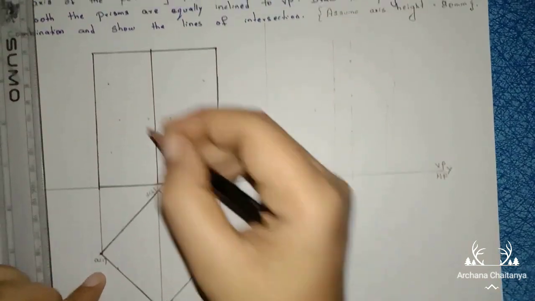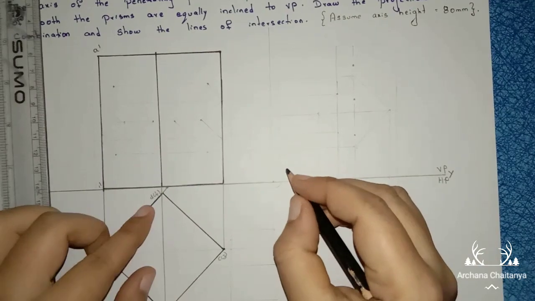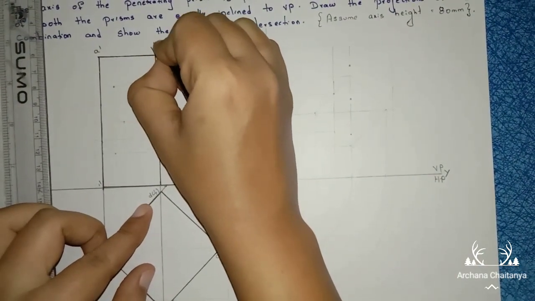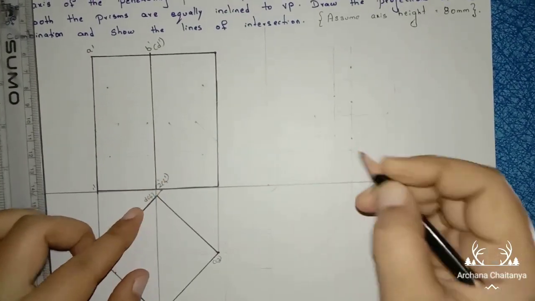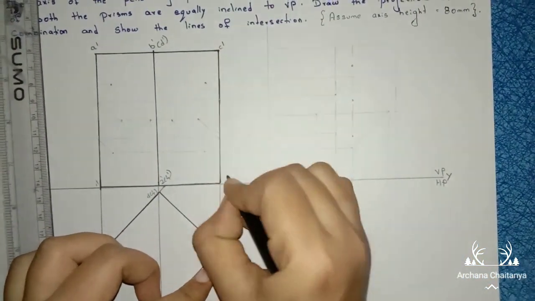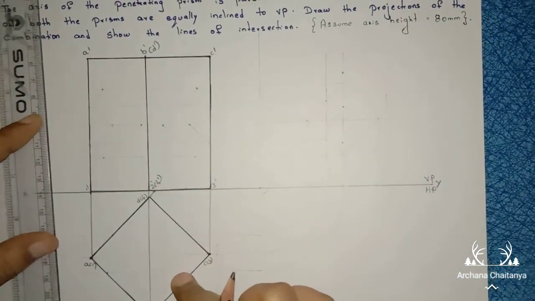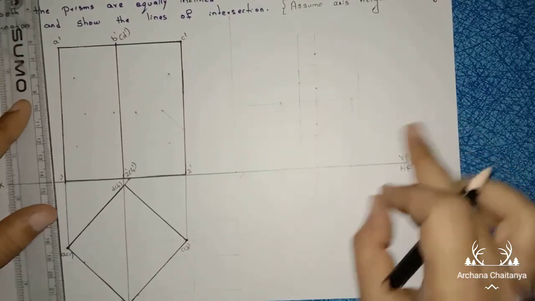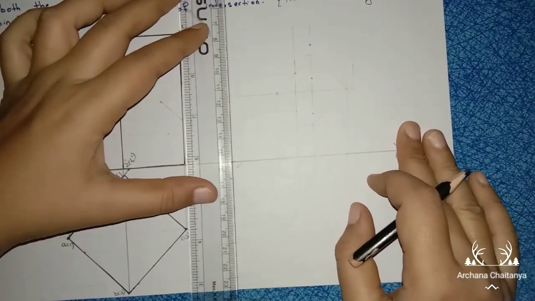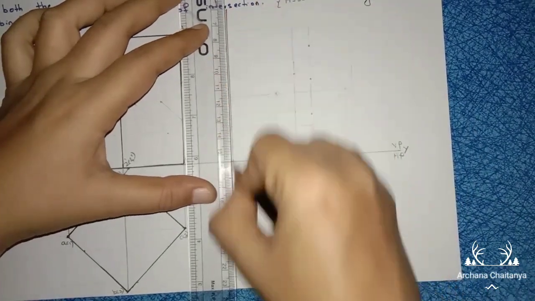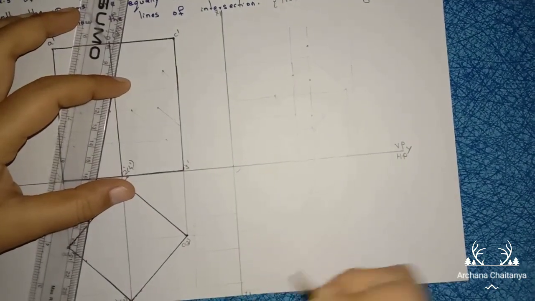Now this is A of 1. Now I will write here A dash 1 dash, B of 2, D of 4, B dash, D dash, 2 dash, 4 dash, C of 3, C dash, 3 dash. So this is your front view, top view. Now I should construct the side view of the square prism. So how to construct the side view? Leave some gap. Draw another reference line. Name it as X1 Y1 of any length.